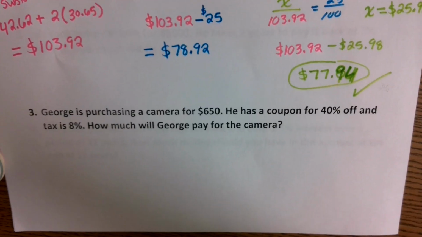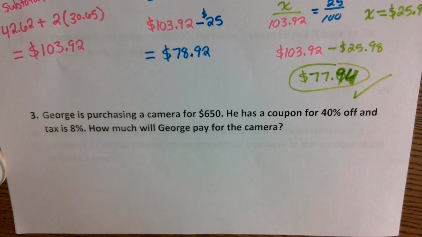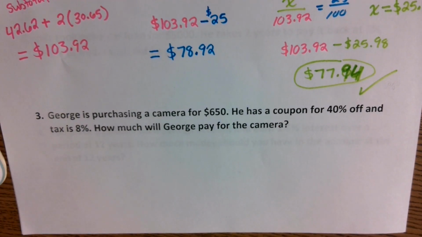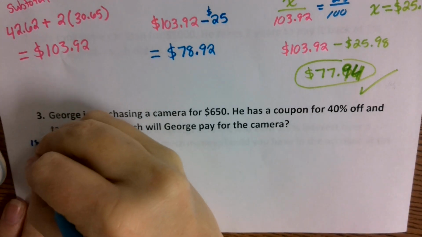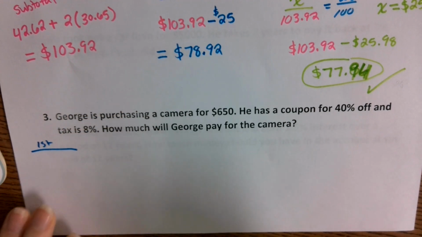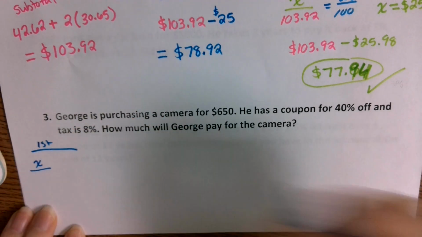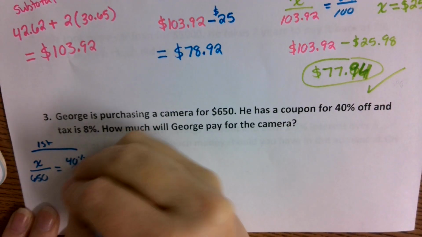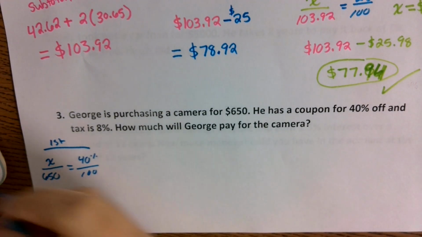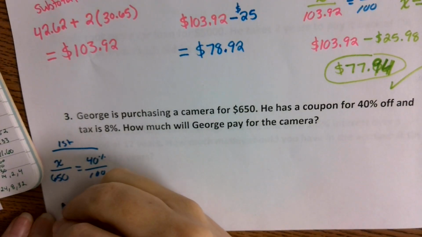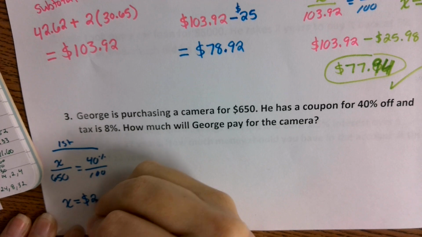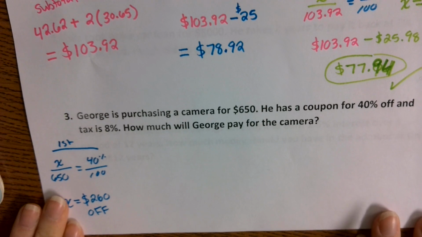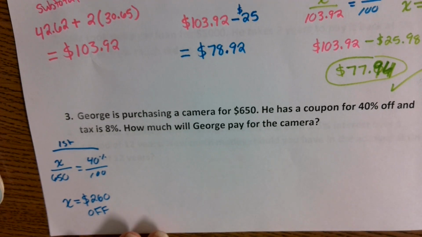All right, let's take a look at problem 3. Problem 3, George is purchasing a camera for $650. He's got a coupon for 40% off and tax for 8%. How much is he going to pay for his camera? So, again, 4 steps. The first step is to find the discount. We're going to do X over $650 is equal to 40% out of 100. When we do our cross product and solve, we're going to find out that X is going to come out to $260. That represents how much money he's going to remove from the price.